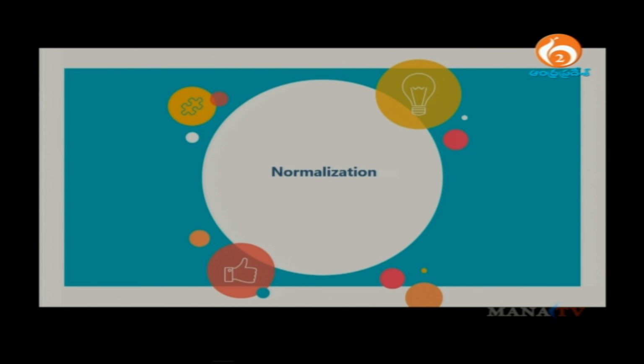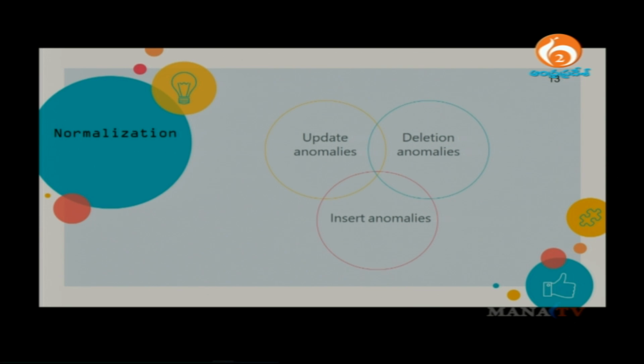Normalization. Alright. In normalization there are three things we need to concentrate on: update anomalies, delete anomalies and insert anomalies. These are the three factors where we have a problem. For these three problems we have to talk about what different types of normalization are available. For example, if I have to set a table to first normal form or second normal form or third normal form, all these things, how do I do it?